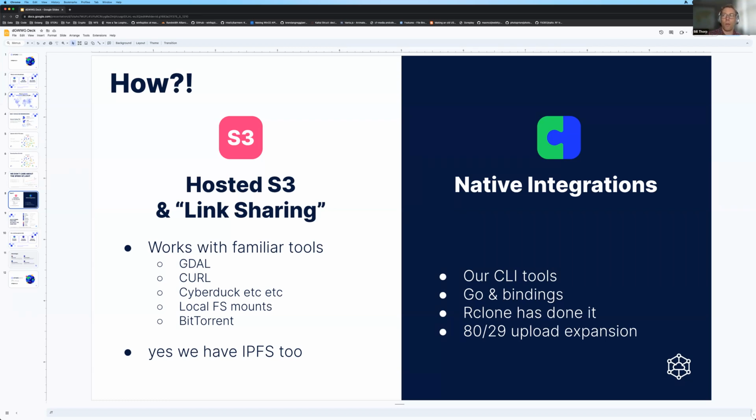You could also do everything natively, avoiding our hosted services, using our Go bindings or custom language bindings, or our CLI tools. Rclone is a really popular tool that has native integration of the storage network. The only thing when you do it natively and you're uploading, remember you're uploading 80 pieces out of 29. So your uploads are going to be about 3 times slower than using our nice S3 services.